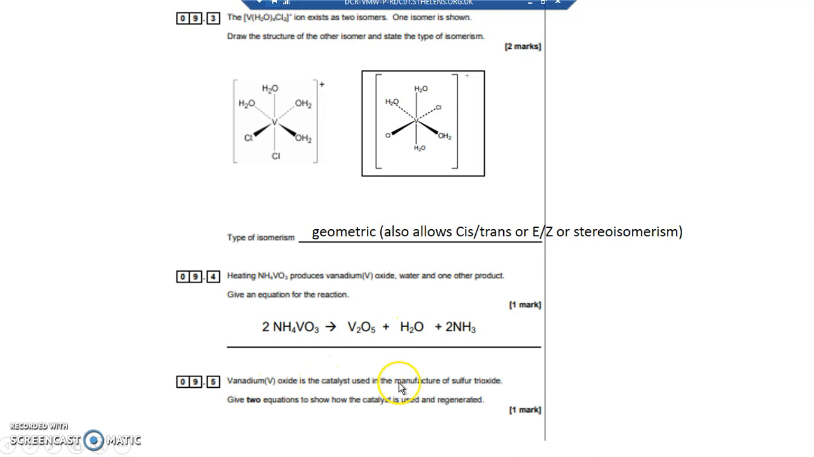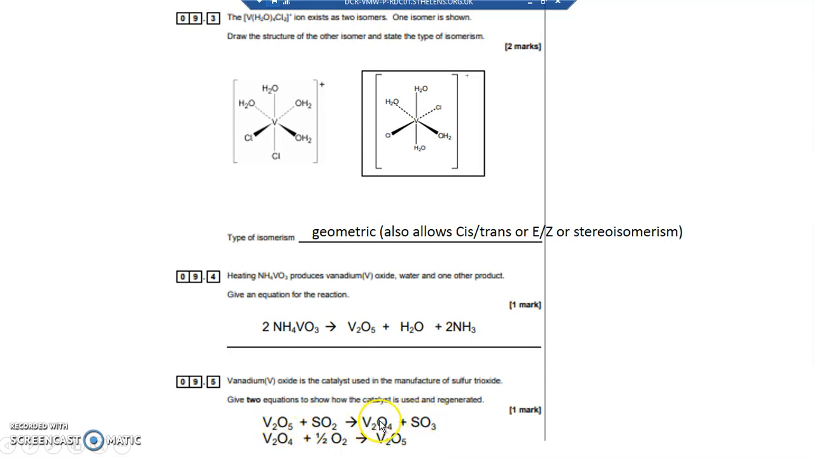Vanadium 5 oxide is the catalyst used in the manufacture of sulfur trioxide, SO3. Give 2 equations to show how the catalyst is used and regenerated. So V2O5 is used in the manufacture of sulfur trioxide from SO2. So sulfur dioxide makes sulfur trioxide, V2O5.